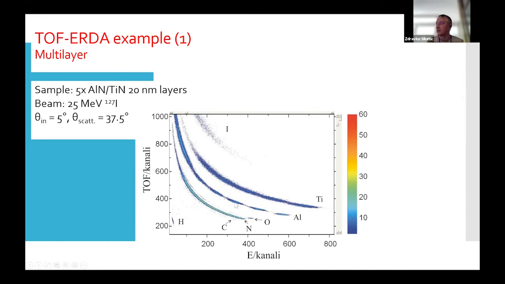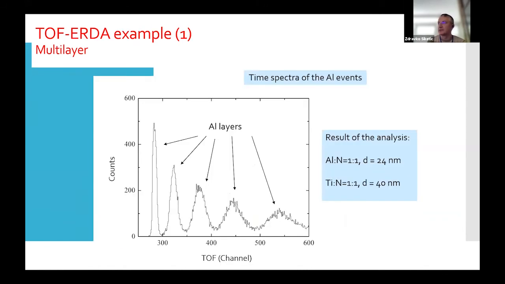So when we have 1, 2, 3, 4, 5 of them. When you plot aluminum events and project them, for example, on the time-of-flight axis, you can nicely see 5 of them. You can also see that closer to the surface, the layer you have a sharper peak, which means that the depth resolution is better. As you go deeper in the sample, this peak is more broad, which means that depth resolution is deteriorating.